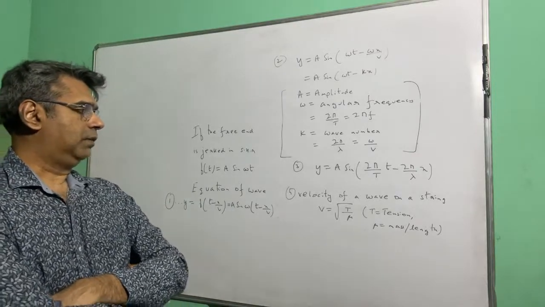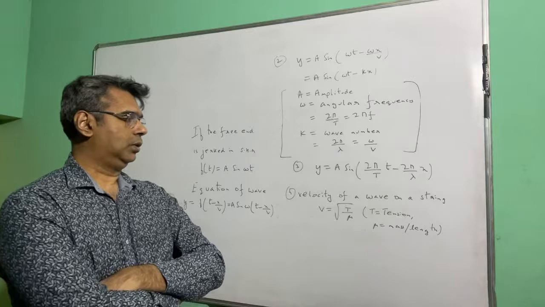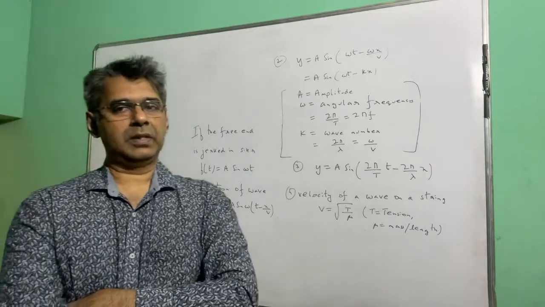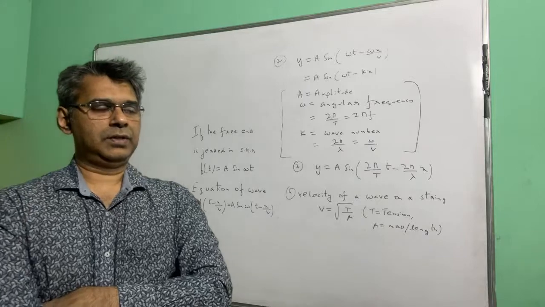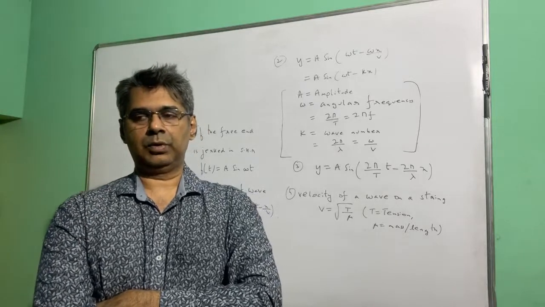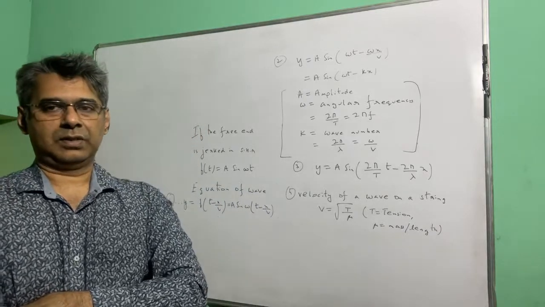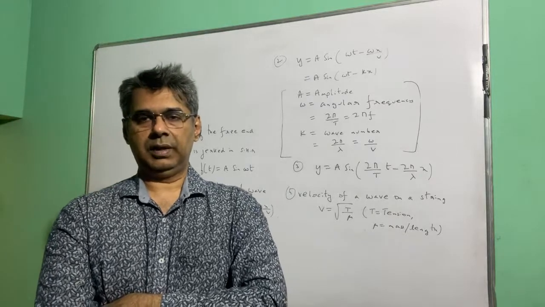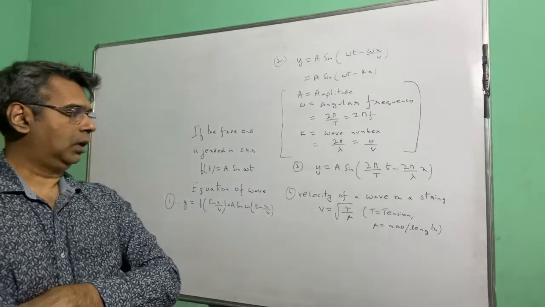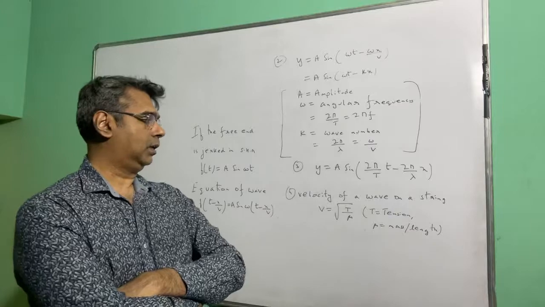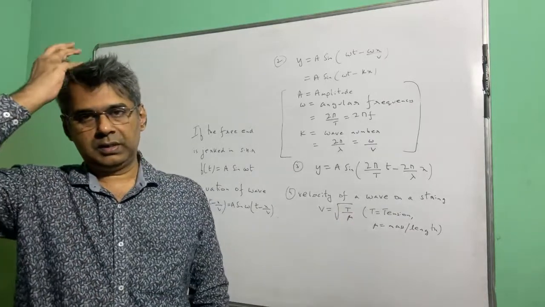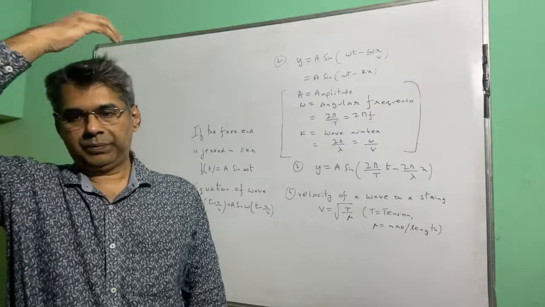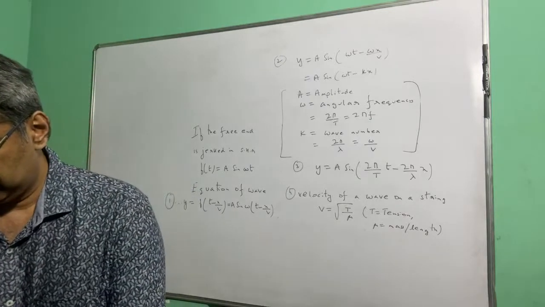So velocity of a wave on a string. I had told you when we were discussing the person jerking the string, that if he jerks the string in simple harmonic motion, then you will get a succession of pulses, which is basically a wave which will go towards the wall, and the velocity of that wave will be root over T by mu. T is the tension and mu is the mass per unit length.